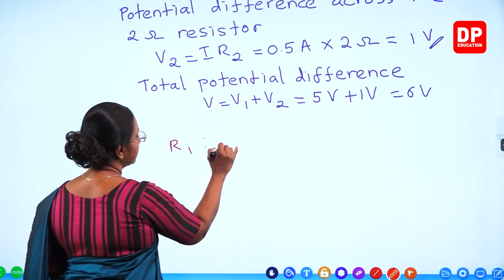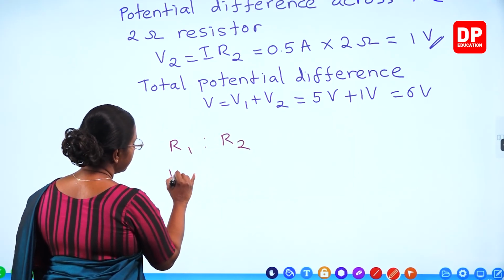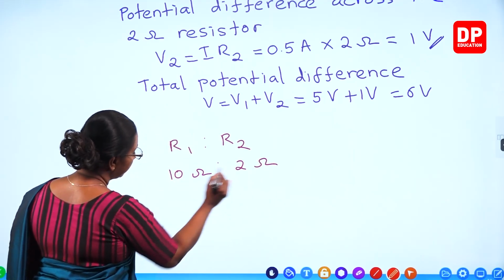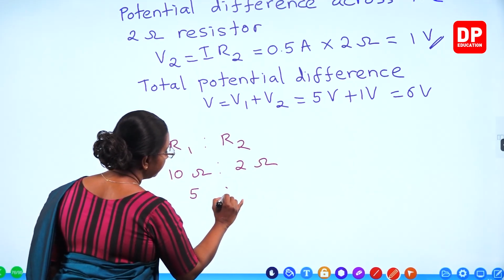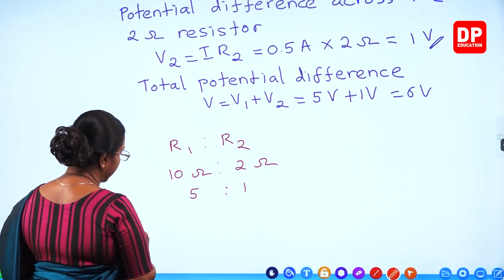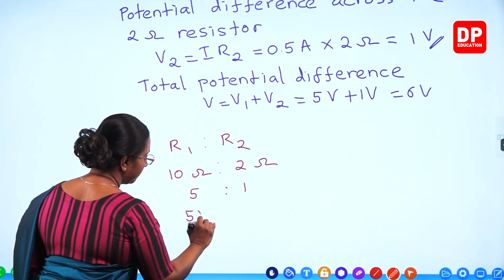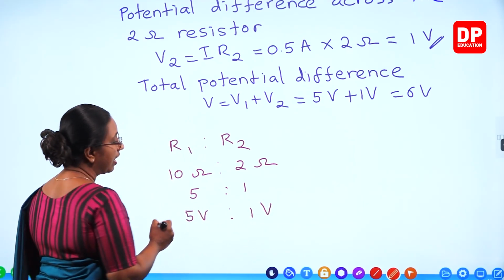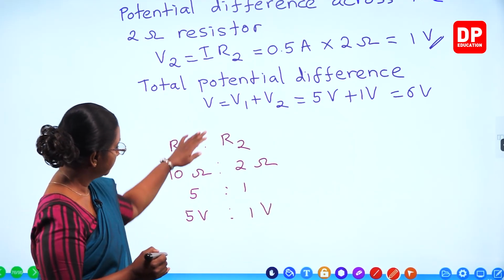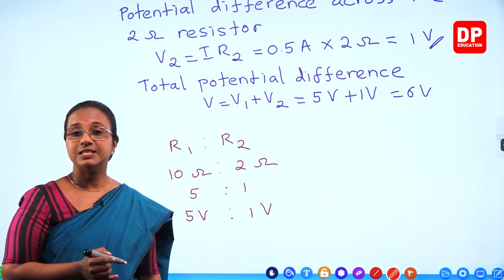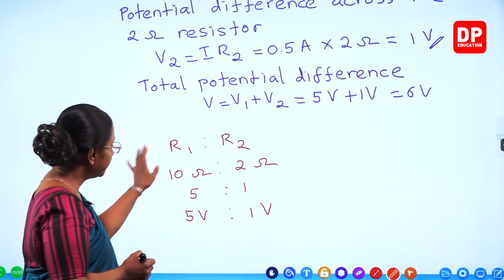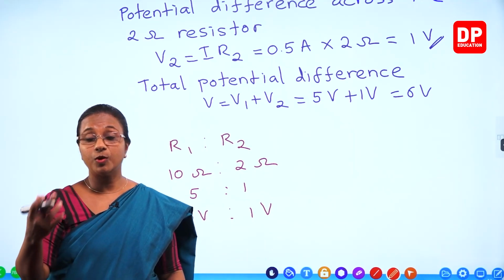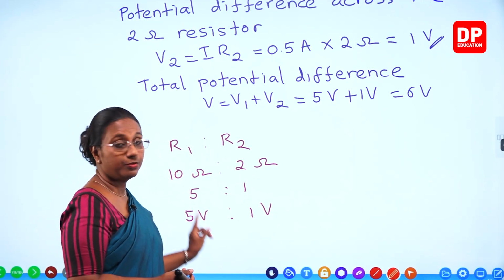Resistors R1 is to R2, 10 ohm is to 2 ohm. So if you get the ratio, 5 is to 1. And the potential difference was 5 volt is to 1 volt. So now can you all understand the relationship? This is for you all to check or for an MCQ when you want to do it quickly, you can use this.